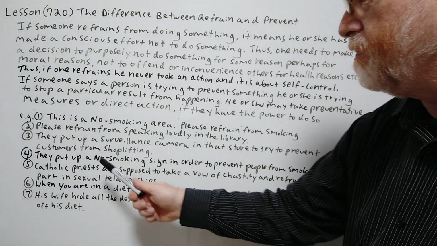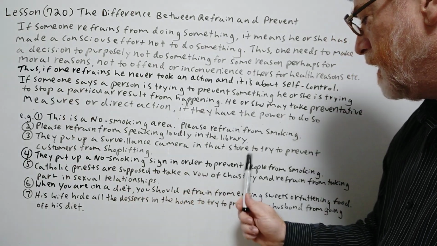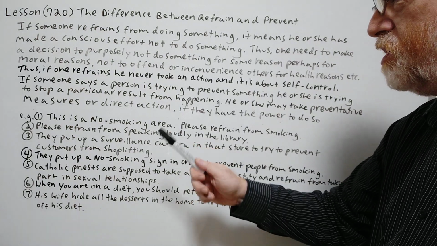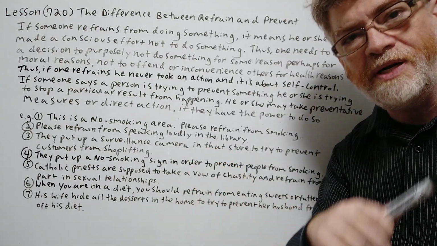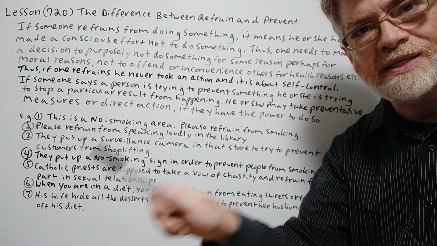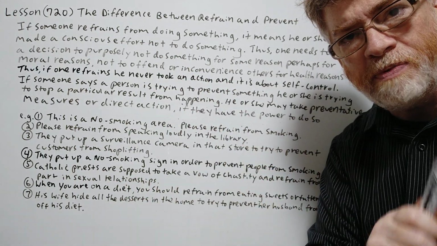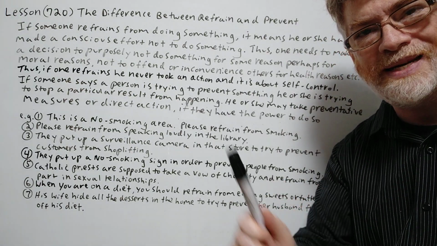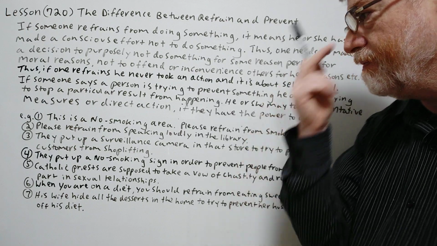All right, number 4. They put up a non-smoking sign in order to prevent people from smoking. So again, this is kind of related to the first one here, but it's from the opposite point of view. They did an action. They put up a sign, and the purpose of putting up the sign was to prevent people from smoking, to try to stop them from doing it.